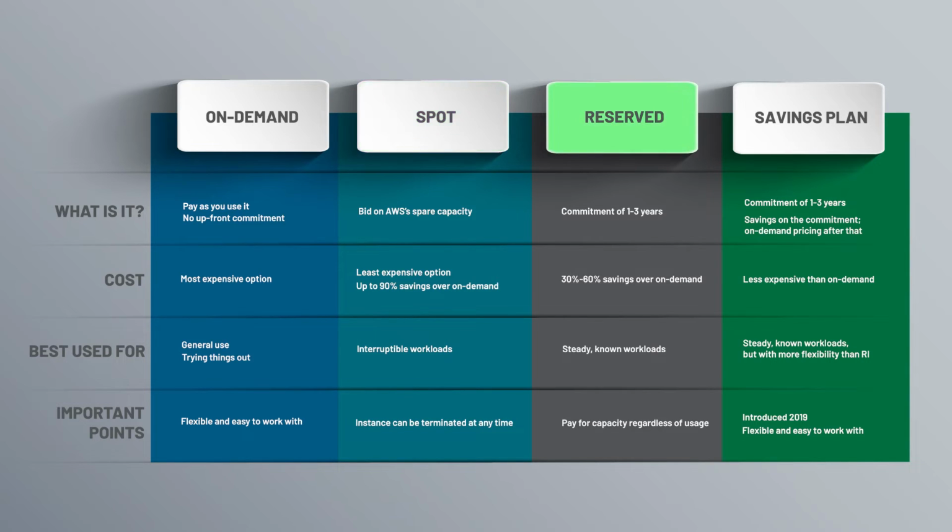Next up, we have reserved instances. Here, you're making a commitment of 1 to 3 years, saying here's how much capacity we need, and you get a discount for that commitment. Kind of like leasing an apartment, you usually get a discount for a year-long commitment versus going month to month.